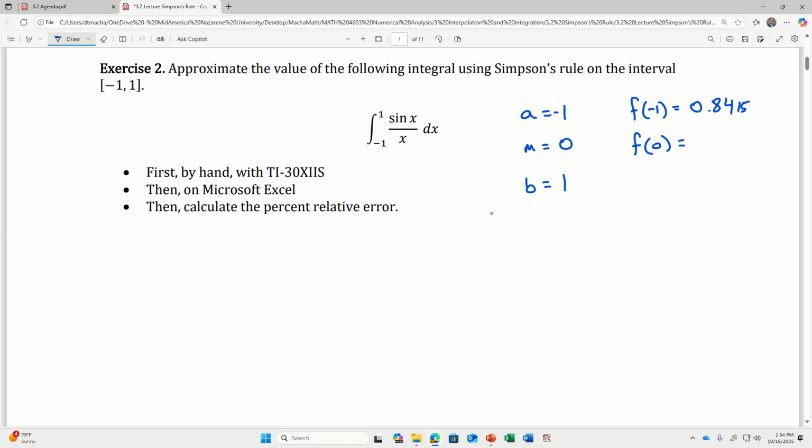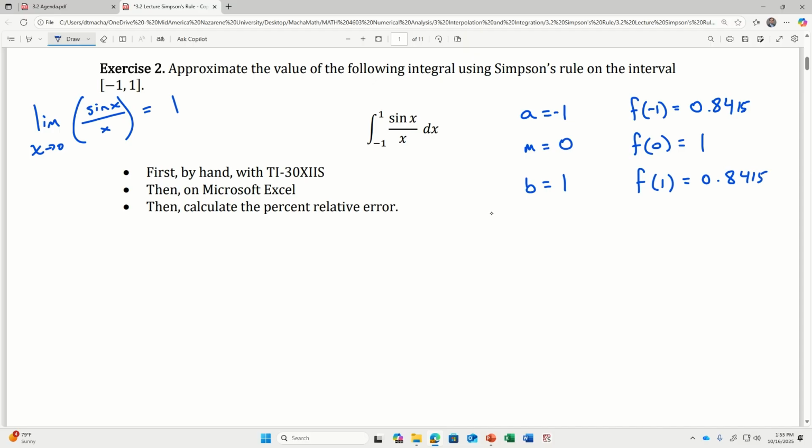Sine of 0 is 0. So 0 divided by 0 is undefined. But if I were to take the limit as x approaches 0 of sine of x over x, what's that limit? 1. So that's going to be the value of my function there. And then f of 1 is also going to be 0.8415.